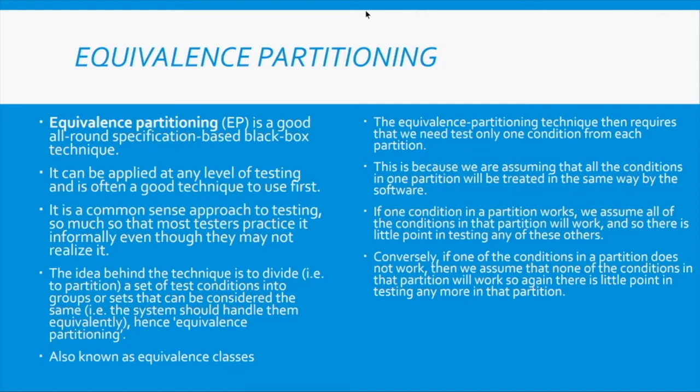This is because we assume that each partition will behave the same way, and if they behave the same way, they can be treated the same way also. That is the assumption, and technically I think that assumption will be true. But if the conditions in the partition don't behave the same way, then you have not been able to partition it properly. So you need to know that the partition you are doing should behave the same way, and then you can put one test case on that particular partition.